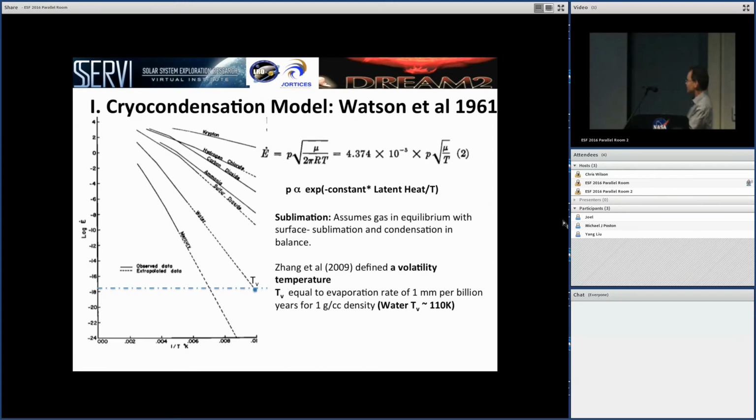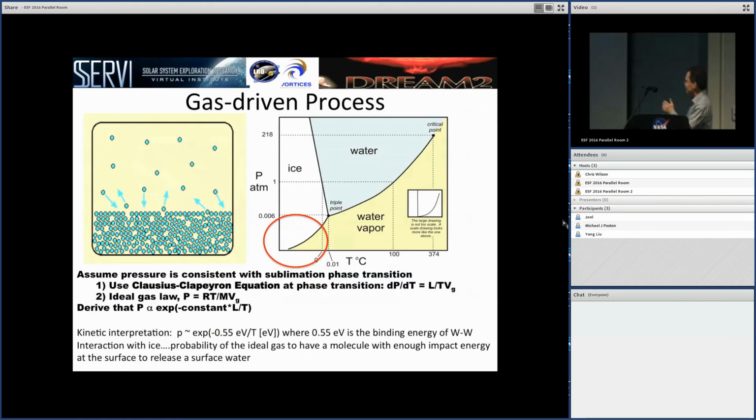Although in reality, the model suggests that it's not quite as on-off as the way it's being used. It is a gas-driven process. Really, what happens is you're looking at this sublimation phase transition. In fact, you can use the Clausius-Clapeyron equation and the ideal gas law to derive this exponential function with pressure. In fact, if you convert the latent heat to electron volts, and you look at this a little carefully down here.